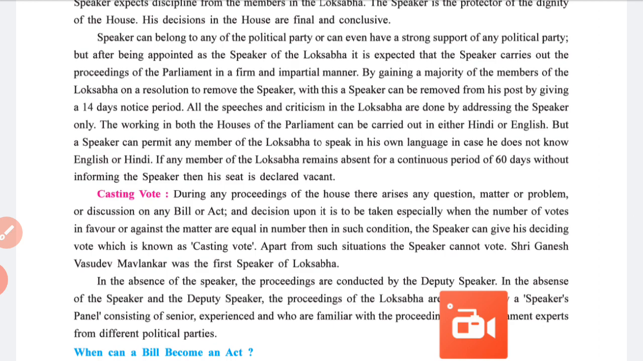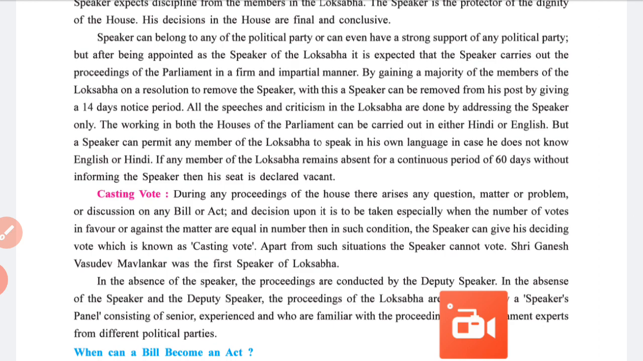By gaining a majority of the members of the Lok Sabha on a resolution to remove the Speaker, a Speaker can be removed from his post by giving a 14 days notice period. Means the Speaker of Lok Sabha is elected by the members and also removed by the members, but before that, a 14 days notice period must be given to the Speaker.